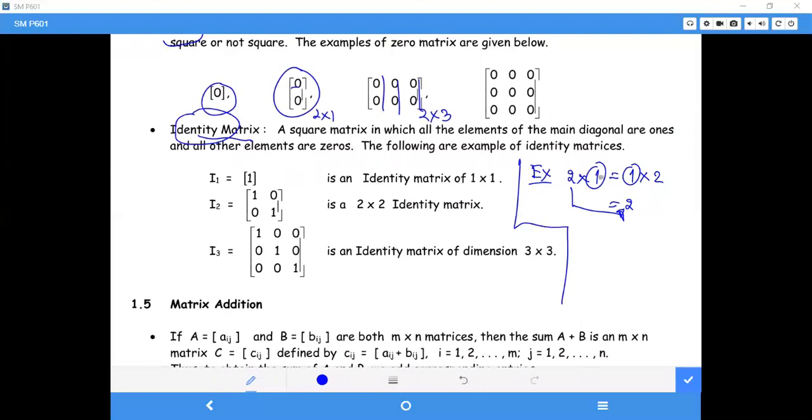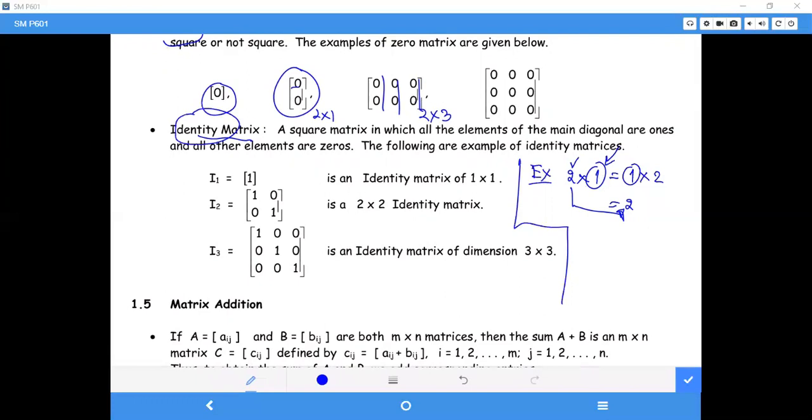So identity means a number that when you use it to multiply with any number that you have, the result is the same. The result doesn't change. So we call this one the identity. But that thing is a constant. This thing, number 1, is a number.